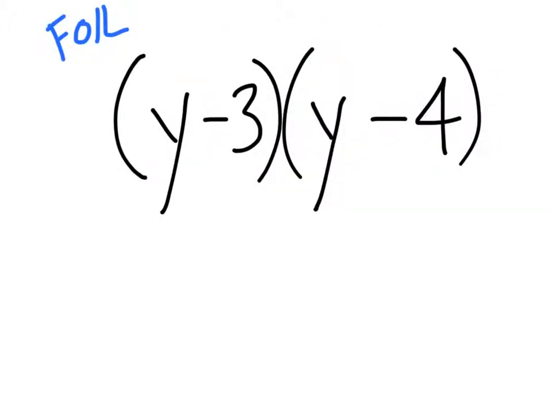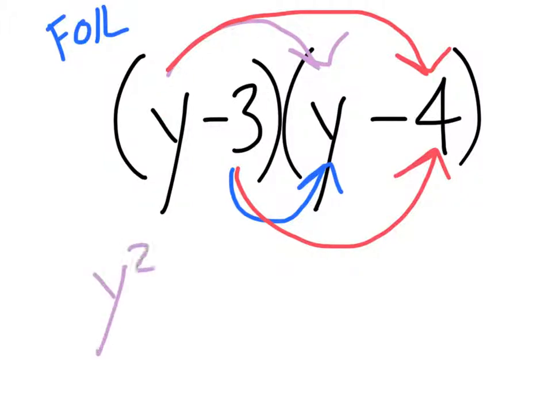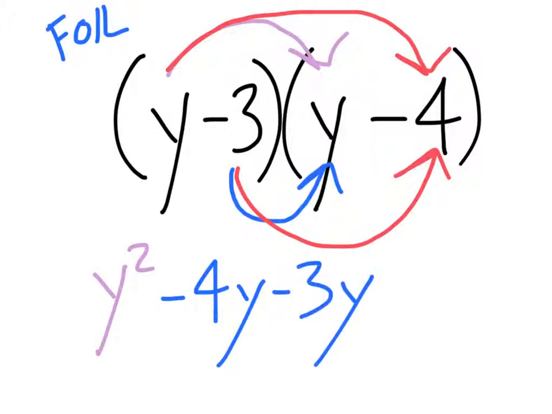Let's do FOIL. So we're going to do first, and then we're going to do outer, the 2 outer terms. We're then going to do inner terms. We're multiplying, obviously. And then we're going to do the last. Here are the last terms. So let's take a look at this. y times y is going to give us y squared. Y times negative 4 is going to give us negative 4y. Negative 3 times y is going to give us negative 3y. And then finally we have negative 3 times negative 4 is going to give us positive 12.